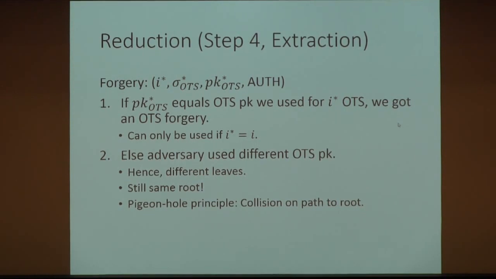In the second case, and that's the main point here, if these one-time public keys do not match, then this means that actually the attacker placed a new one-time public key into the tree. So he changed one of the leaves in the tree. And then the two authentication paths start with different values, but in the end up at the same root node, because otherwise the signature would not verify positively. And so by the pigeonhole principle, there must be some point where these two paths collide, at the latest at the root node. And this collision will be a collision for the hash function.